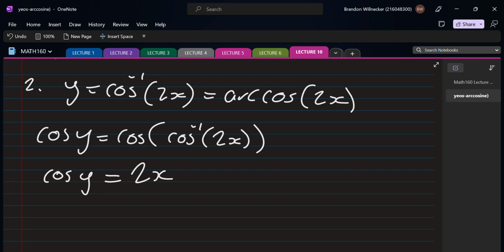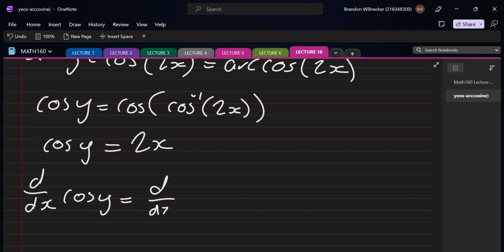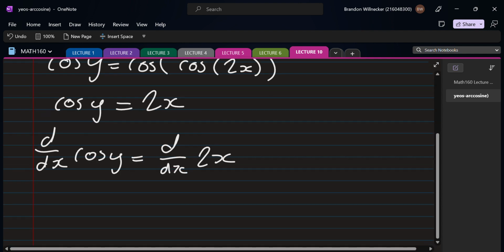Now we take the derivative on both sides. Why do we take the derivative on both sides? Because we have an implicit equation with y. See, y is an inside function there. To find y prime, we take the derivative on both sides. So d by dx cos y equals d by dx of 2x.